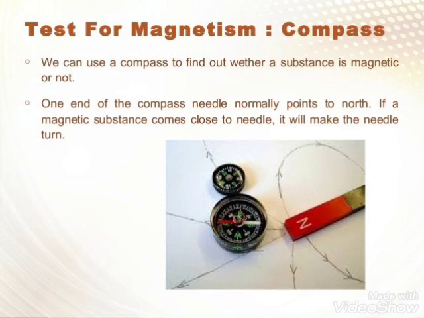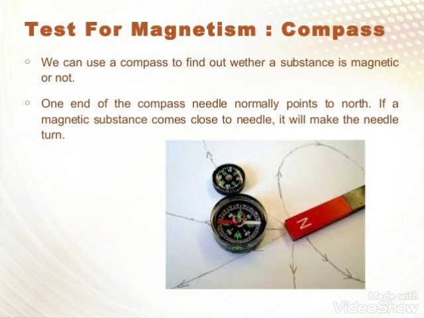Dear students, one end of the compass needle normally points to the north direction. We all know that its needle always points towards the north. So what will happen if a magnetic substance comes close to the needle? It will make the needle turn. It means if we bring an object near the needle of the compass, we can see.